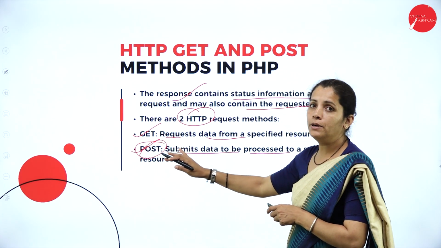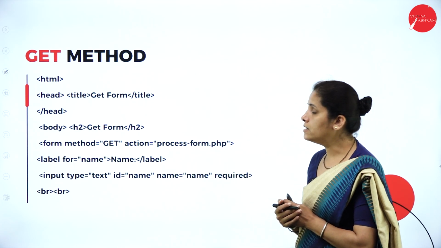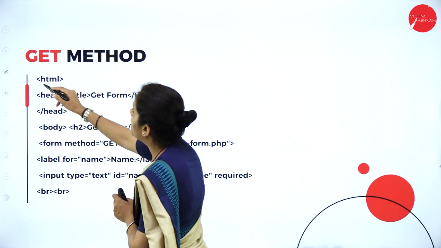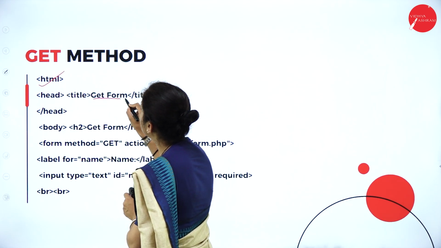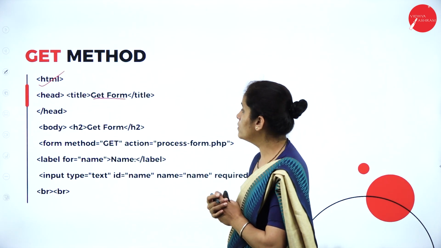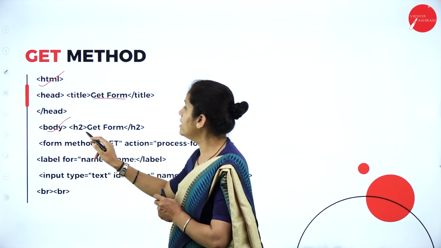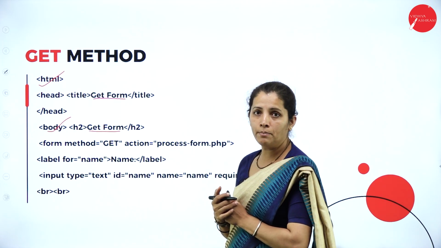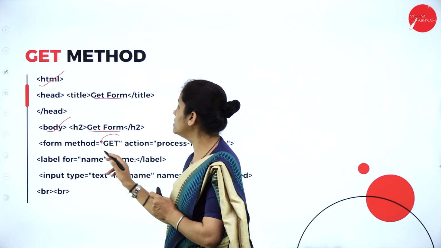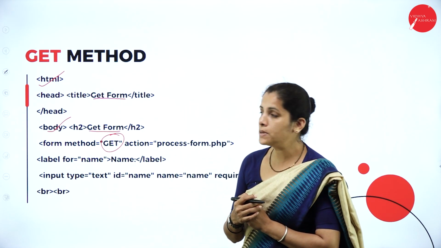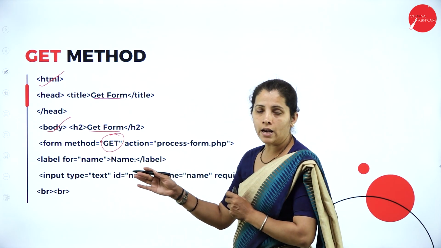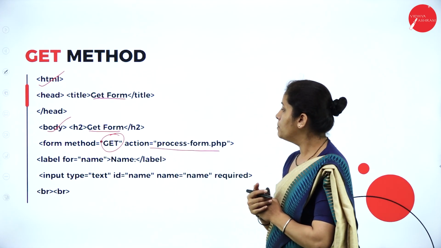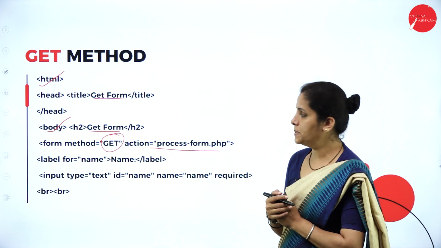Let me consider a simple example of how we can use the GET method. This is my HTML code. What is the title? Get form. Now I have the body, where I display the message get form, and I have the form. In my form, I'm using the method called get, and I specify the action, from where I want to get the data, that is process_form.php.